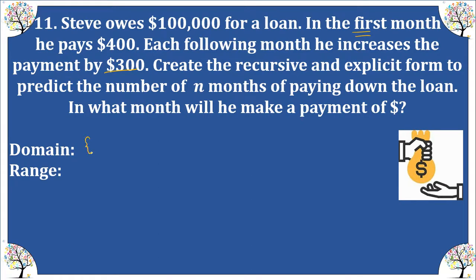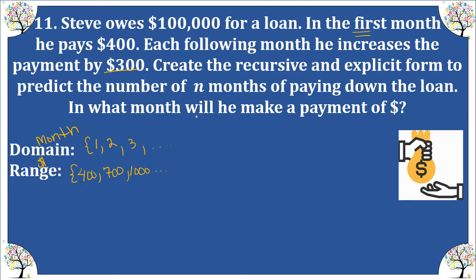So let's talk about our domain and our range. The domain in this case is going to be months. The range is the amount of money that he pays that month, not accumulation, but what his monthly payment will be that month. So in month 1, he made a payment of $400. In month 2, he will make that plus $300 more, so it will be $700. In month 3, he will pay $1,000 and so forth.